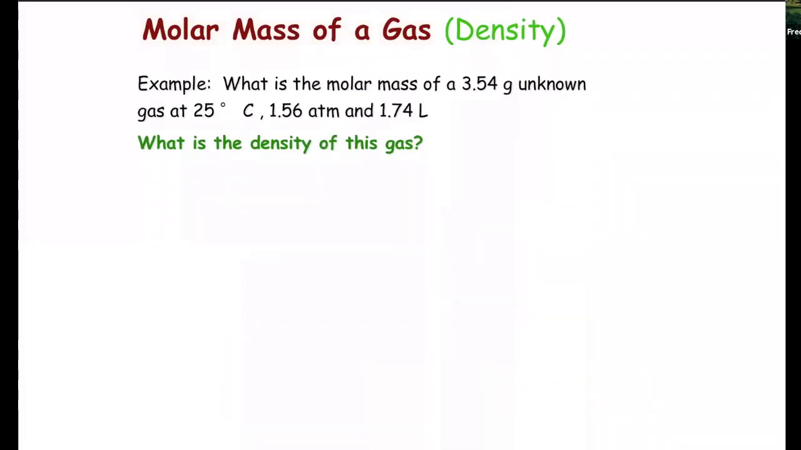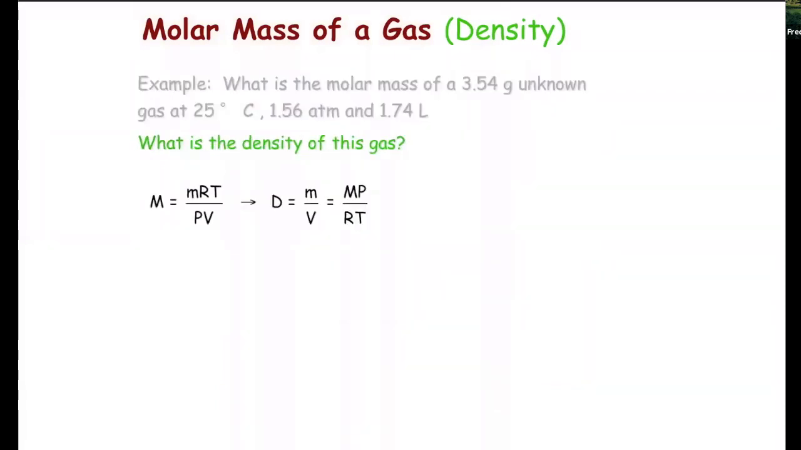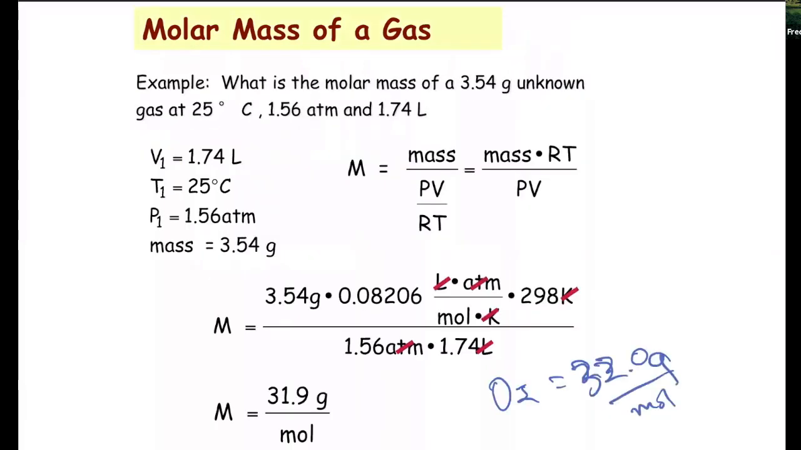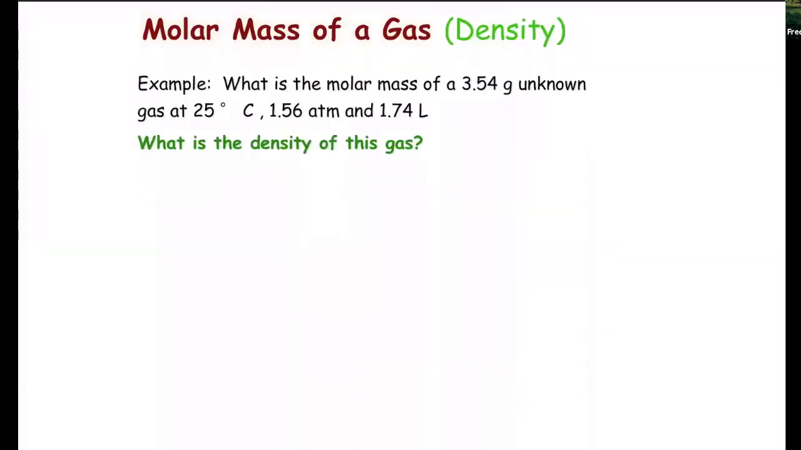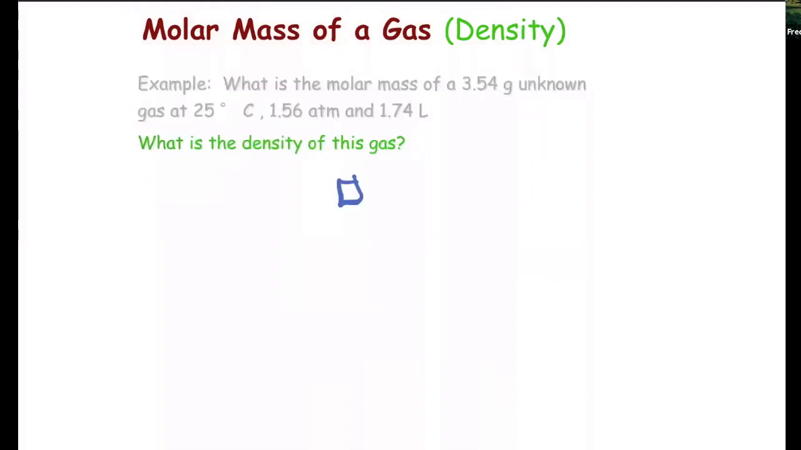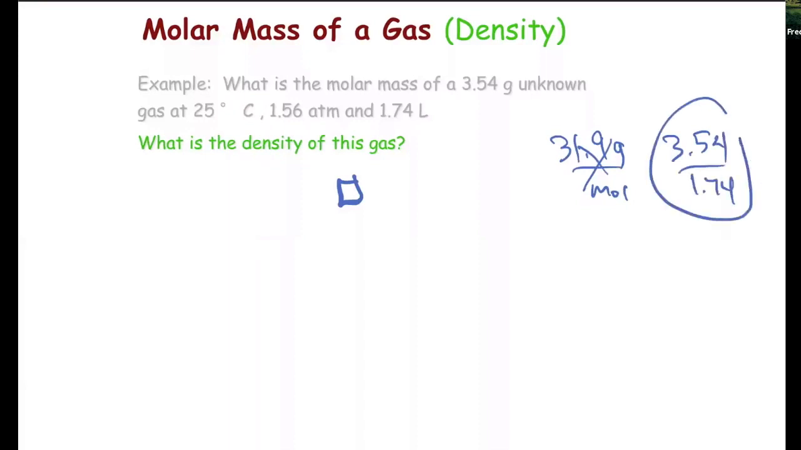Okay. What is the density? Well, the density is just going to be equal to the mass divided by the volume. So you can actually go back to this previous problem right here. The mass was 3.54 and the volume was 1.74. And you can cheat that way. You can actually calculate the density that way.